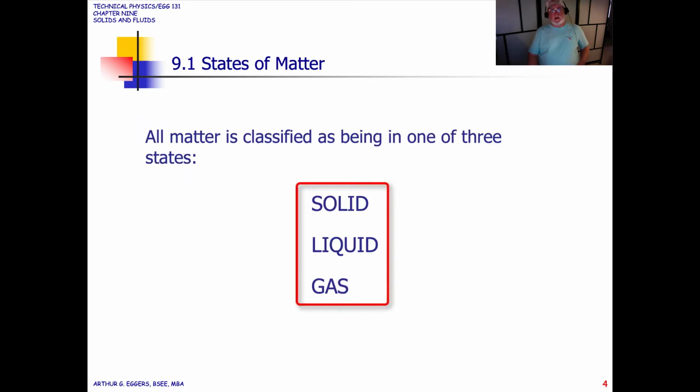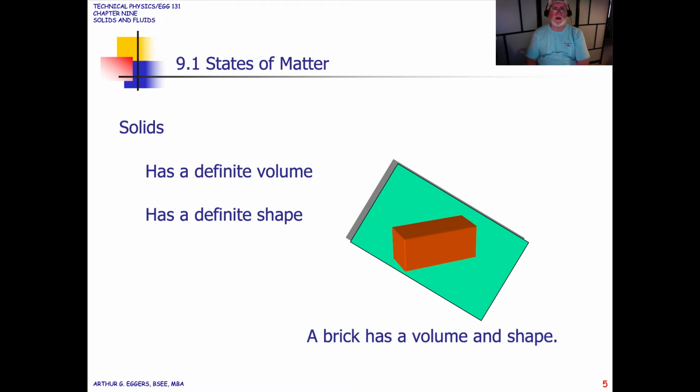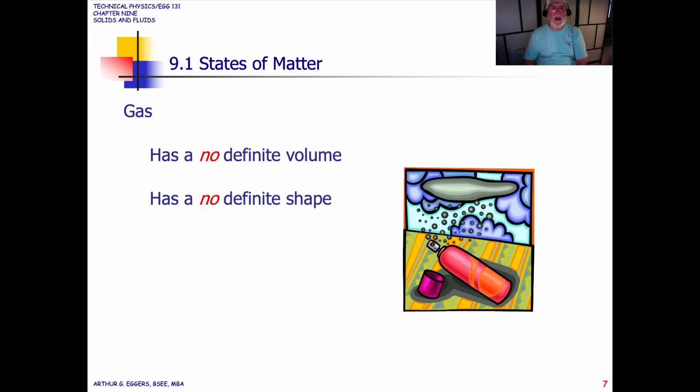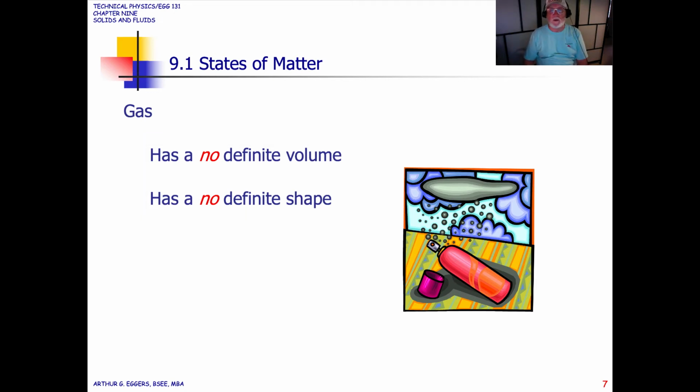So in this chapter, we start looking at defining matter as a solid, liquid, or a gas. All matter is classified as being in one of these 3 states. A solid has a definite volume and has a definite shape. A brick has a volume and a shape. Liquids have a definite volume but no shape. A liquid takes on the shape of its container. A gas has no definite volume and no definite shape. A gas will continue to expand as long as you let it go.